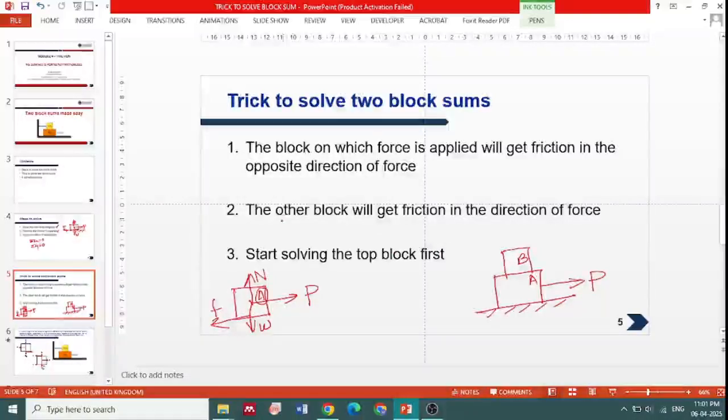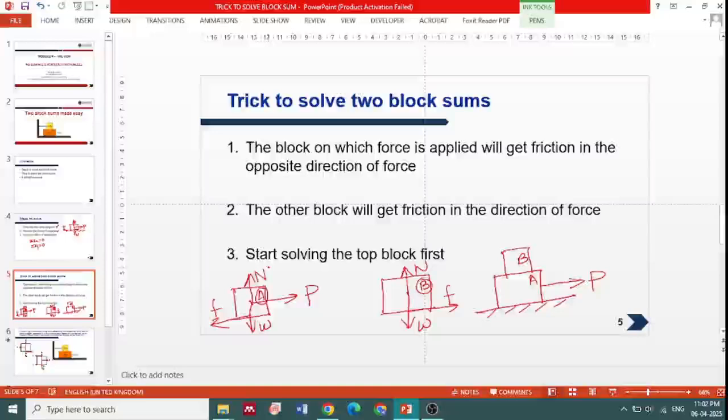The other trick is that the other block will get the friction in the direction of the force. So for block B, I will draw the free body diagram. Let us suppose this is block B. Over here we will have the weight of block B, a normal force will act on block B, and the frictional force will be acting on block B. This will be along the direction of the force.